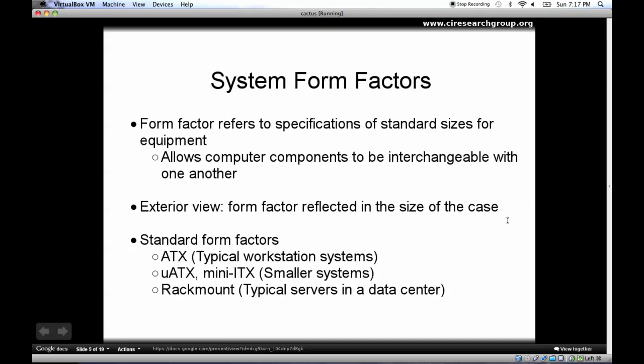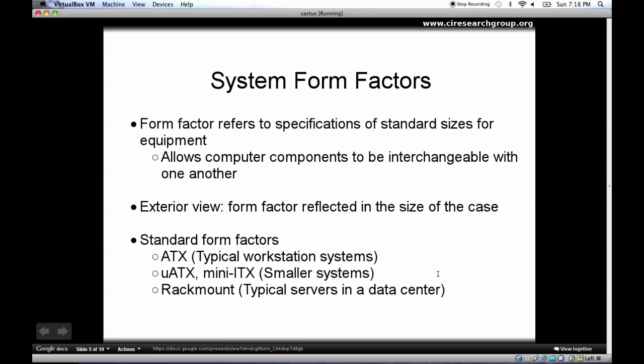Now, when we look at a computer system from the outside, we see something called a form factor. A form factor is simply a set of specifications for standard sizes of equipment to allow different computer components developed by different people to be interchanged with one another. Standard form factors include ATX, which is a typical workstation size form factor, micro ATX and mini ITX, which are used in small form factor systems such as bookshelf systems and home theater PCs, and rack mount systems, which are typical servers in a data center.